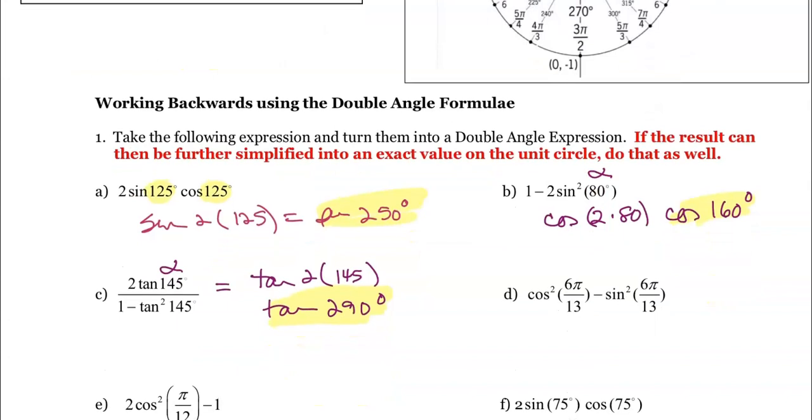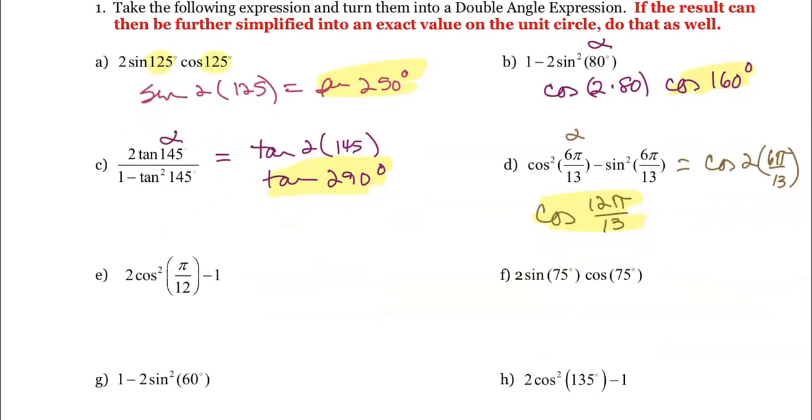Okay, this next one is equivalent to the cosine of 2 alpha. This is your alpha, so it's going to be 2 times 6 pi over 13, which is the cosine of 12 pi over 13, and not on the unit circle, so we are done. Next one.